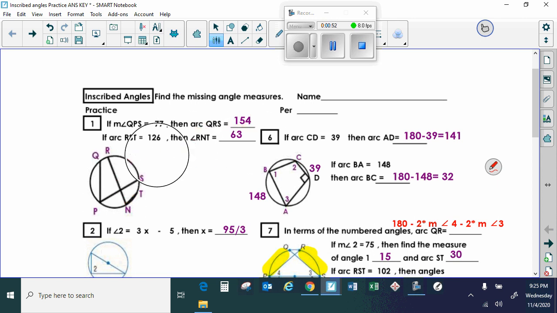Okay, remember inscribed angles, the vertex must be on the circle itself, cannot be inside. So these are not, that right there is not an inscribed angle. An inscribed angle, it's not on the circle.